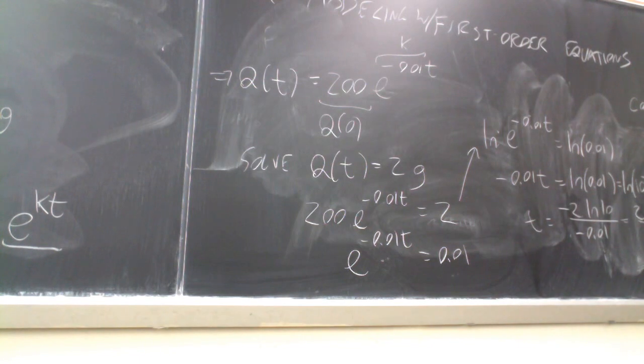Okay, are we good up to here? Okay, yeah, so I just rewrote 0.01 as that. And then, because of the properties of natural logs, if you have that, you can pull the exponent out. So that's what I did there.